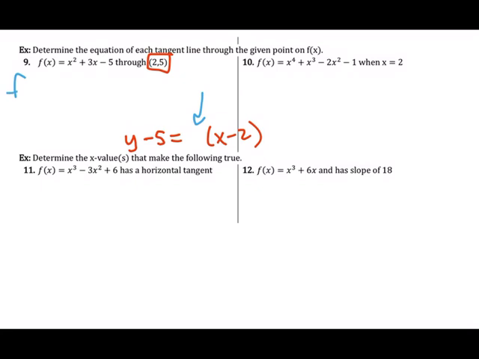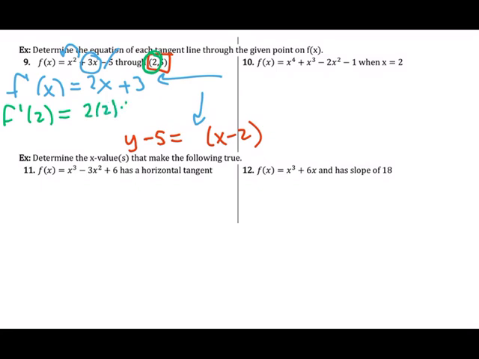How do I find the slope? Well, first I need to find the derivative. So I'm going to drop the 2 down. That's going to give me 2x plus the derivative of 3x, which is just 3. The derivative of 5 is 0. This function, the derivative as a function, gives me the slope at any point in time. For this problem, we care specifically about the slope when x is equal to 2. So we're going to plug 2 into our derivative function.